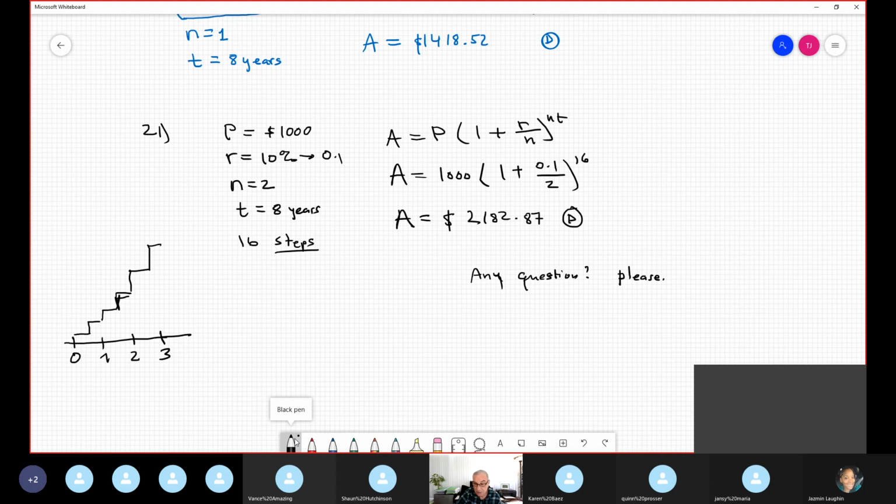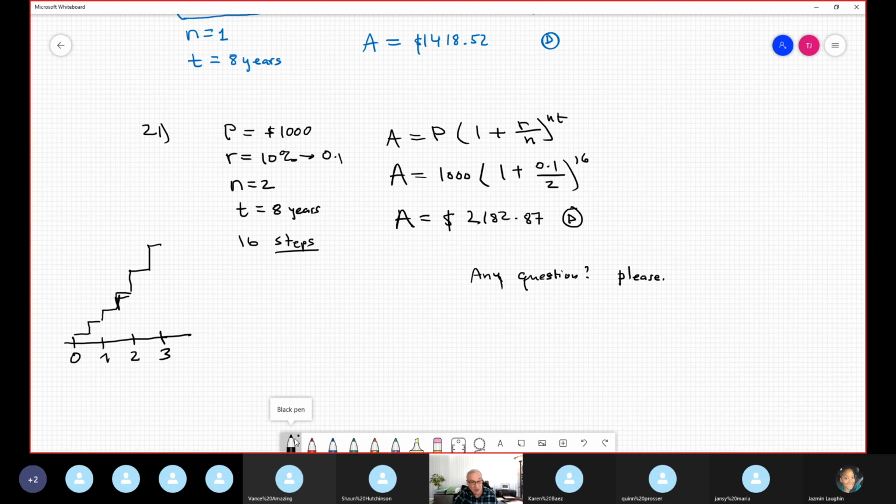For sure, in the test we have an application problem. One typical problem is finance: find the future value or find the present value, depending. In this case, the information is given, and the unknown is the future value. But it is not necessarily always the only unknown. And this is 21. Okay, let's move on to 22.